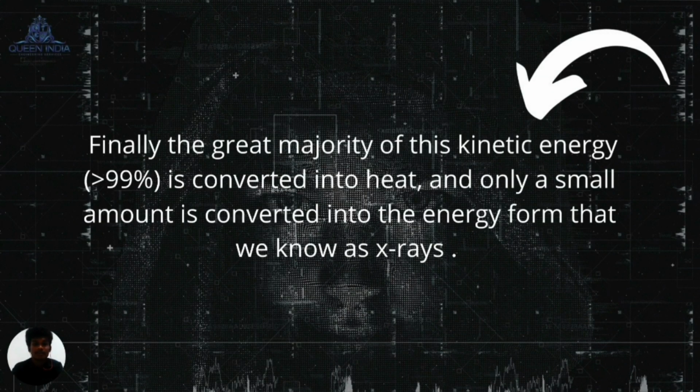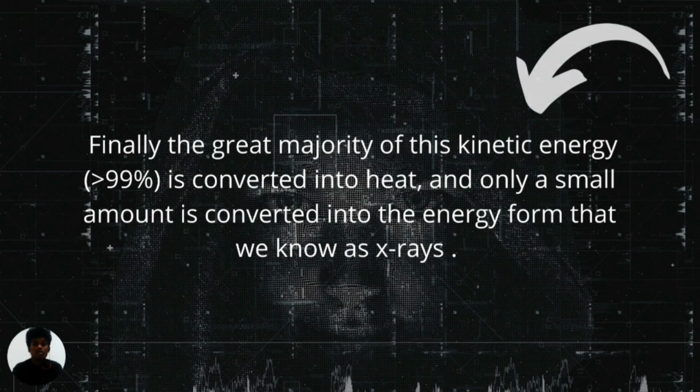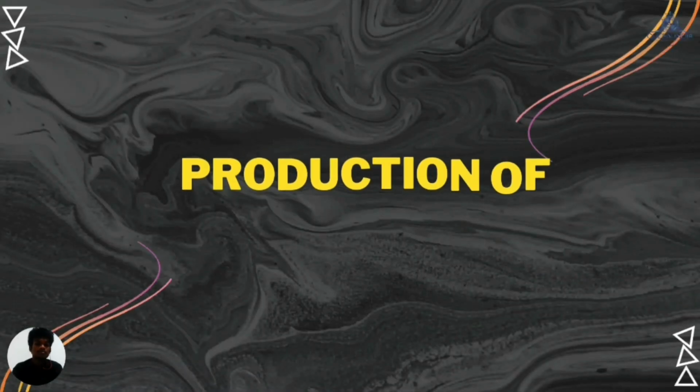Finally, it is clear that 99% of the kinetic energy of the electrons is converted into heat, and only a small amount of energy is converted into X-rays. These are all about the production of X-rays. Now let us see the production of gamma rays.